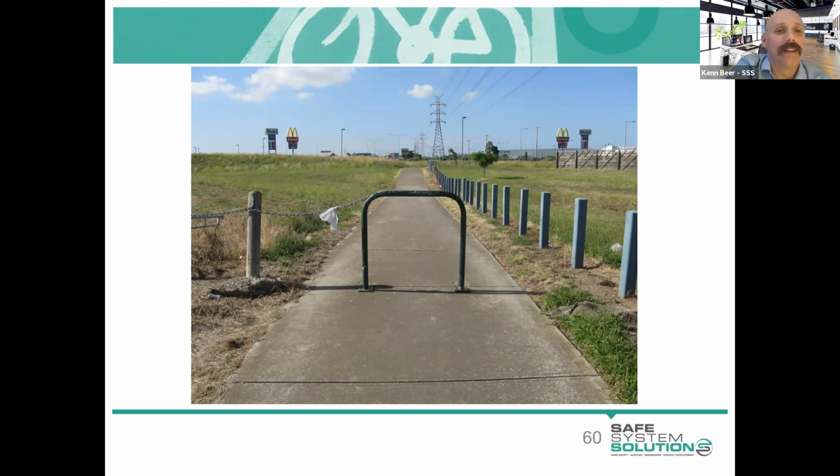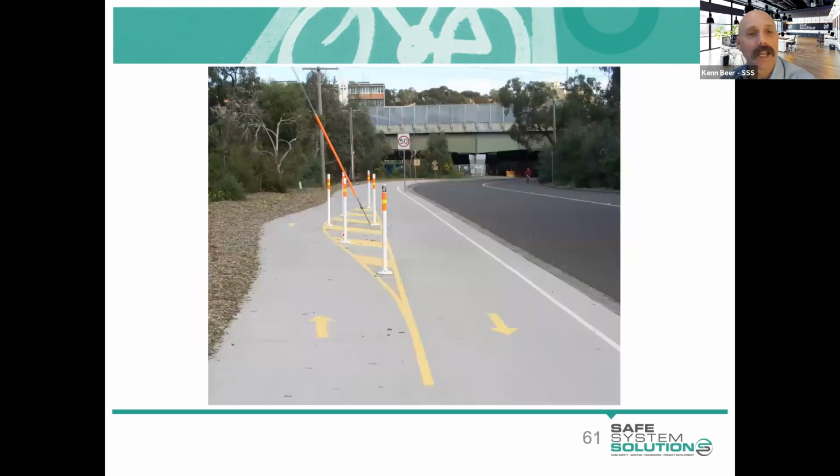But this chain there, you can imagine that at night, a cyclist approaching that, not being able to see, maybe seeing this, avoiding, and the chain there, somebody's put a bag around it probably to try to warn other cyclists of the danger. But yeah, we really got to have a think about that and make sure it's delineated.